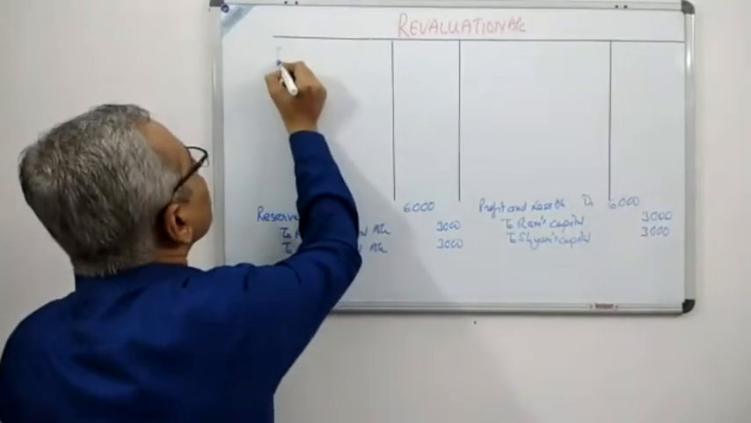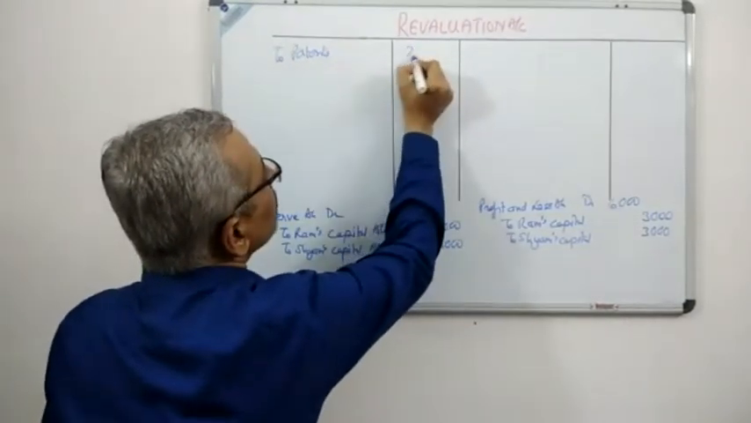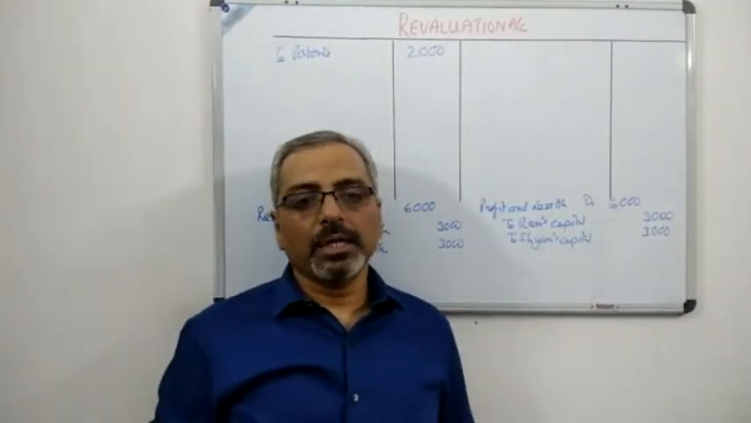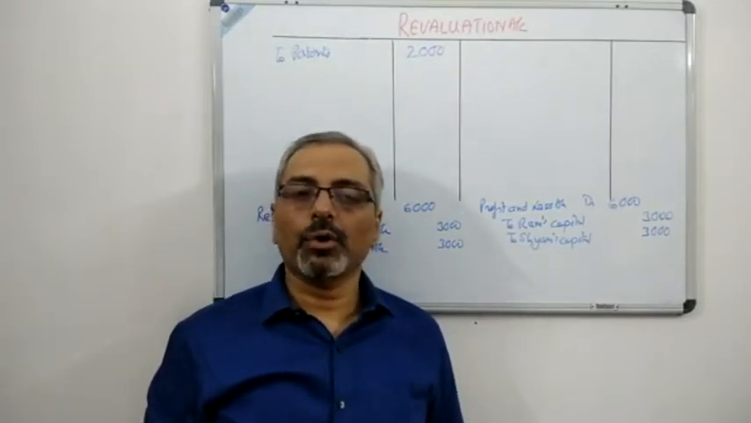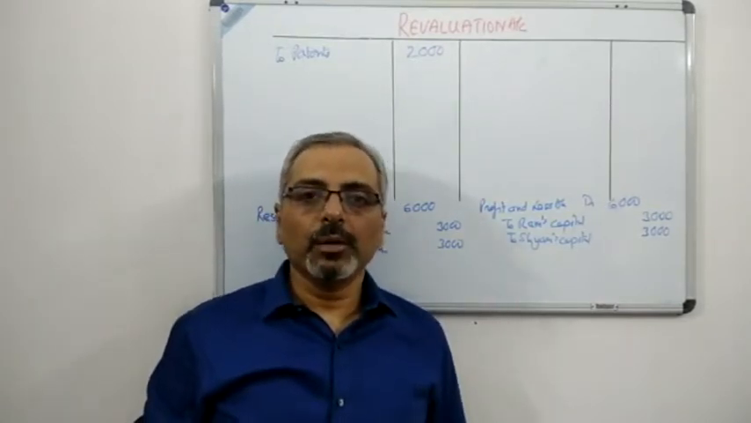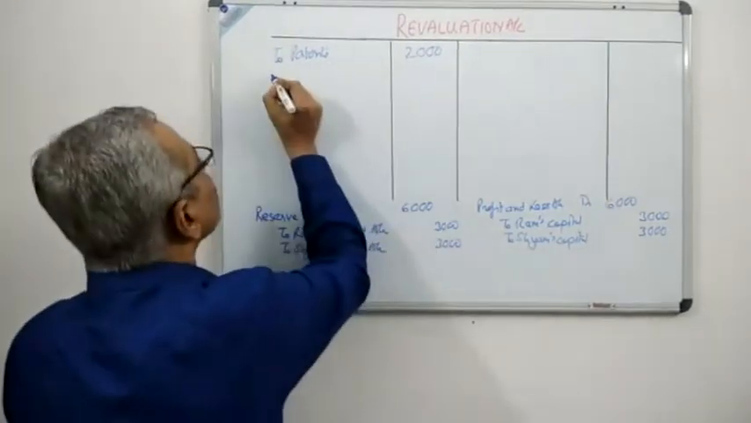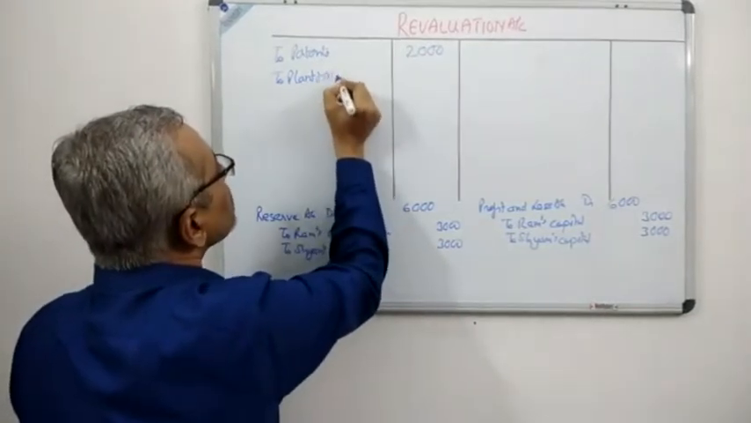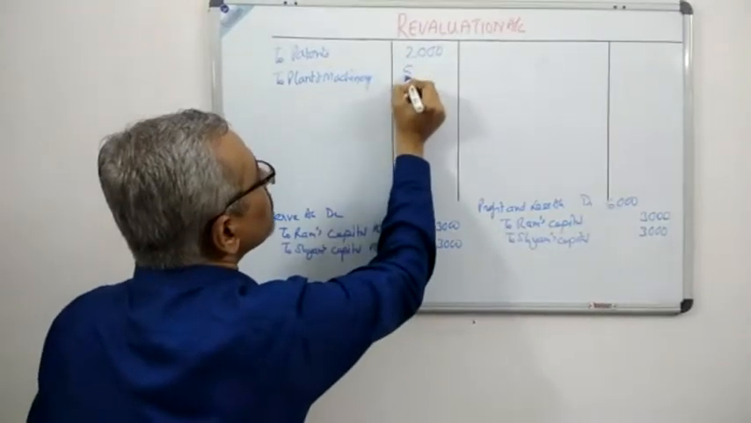So over here, 2 patents, the value is 2000. The next information which is given to us is that the plant and machinery is depreciated by 10%, or there is a reduction of 10%, which is 5000. Is it very clear? So we are writing over there to plant and machinery, because the value is going down 5000.